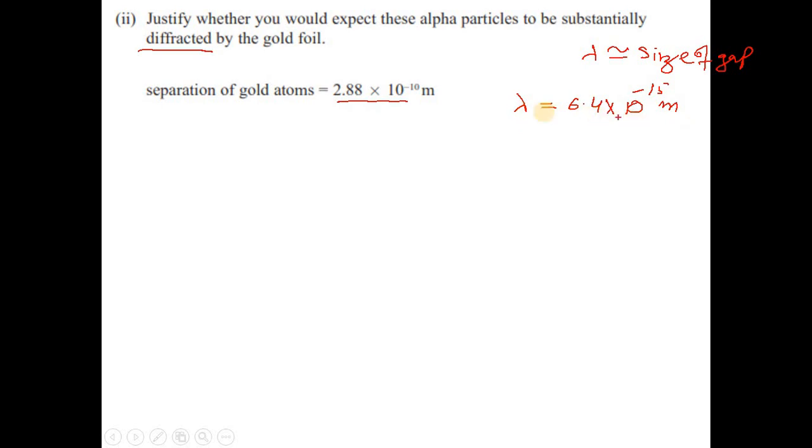So the wavelength is quite smaller than the separation of the gold atoms. So very little diffraction can be expected. You can say that the wavelength is very, very small compared with the separation of the gold atoms, 2.88 times 10 to the power minus 10. So there will be very little diffraction, not substantial.